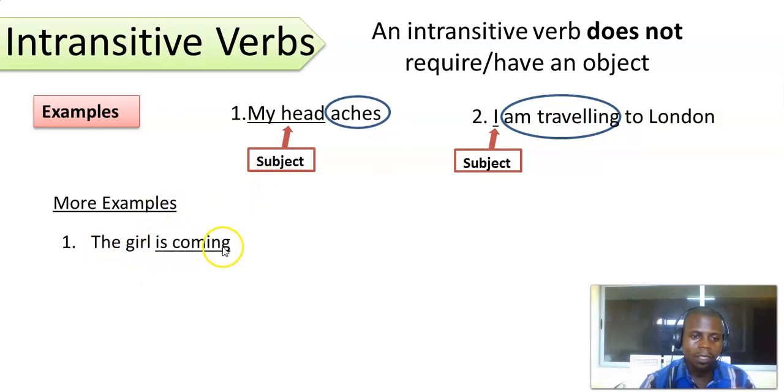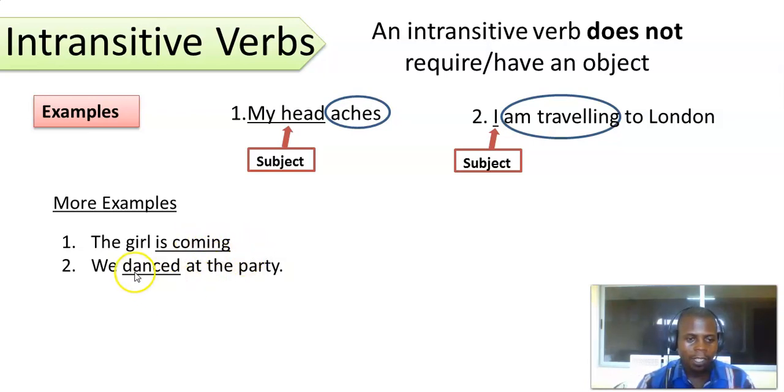The girl is coming. In this sentence, we have the girl as the subject, and the verb here is coming. Is coming is a verb, but it doesn't require any object. The sentence is complete without any noun or noun phrase or whatever to stand as an object.